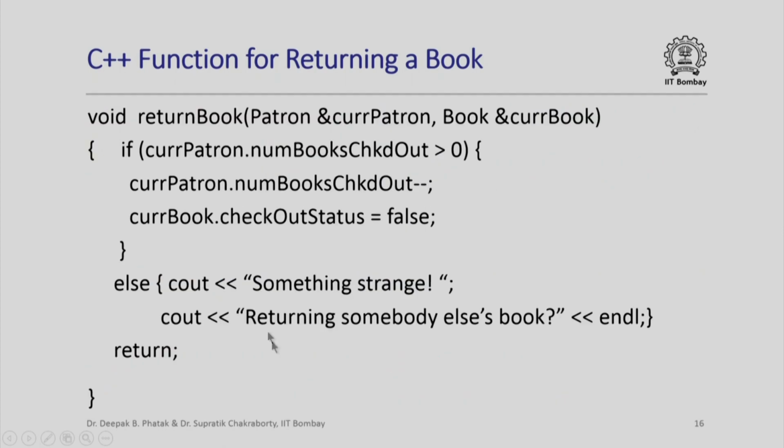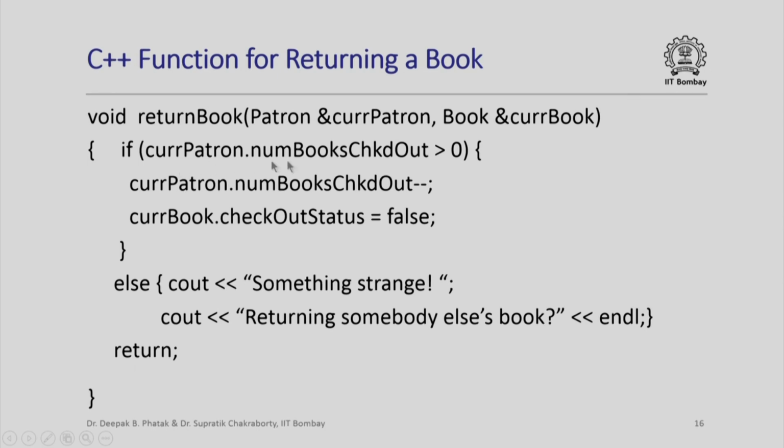So how does the code for return book look like? Well, we are going to check if the number of books checked out by current patron is greater than 0, then we are going to decrement the number of books checked out for current patron, and we are going to set the checkout status for current book to false.